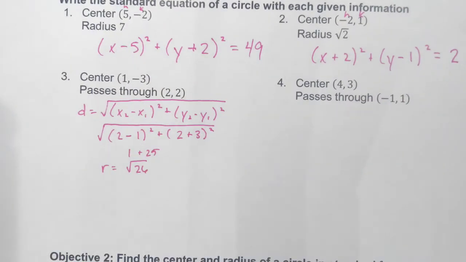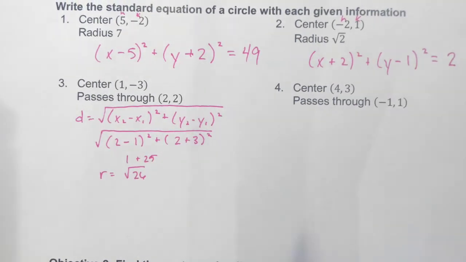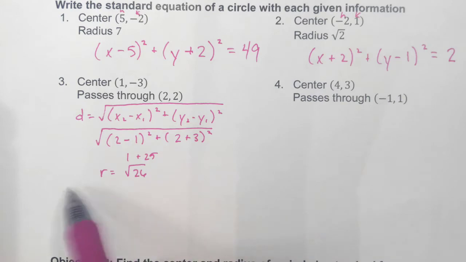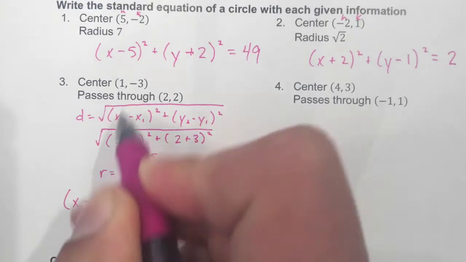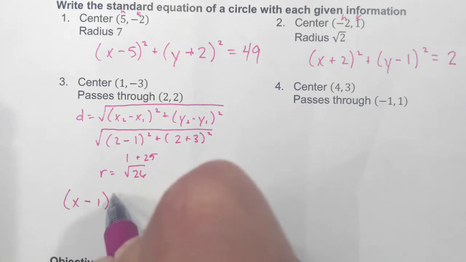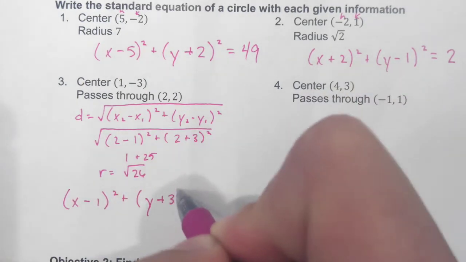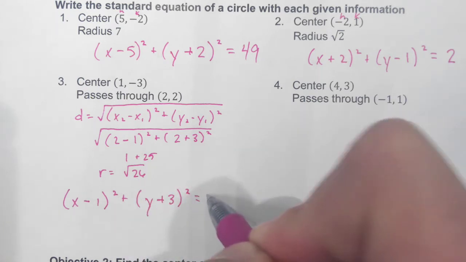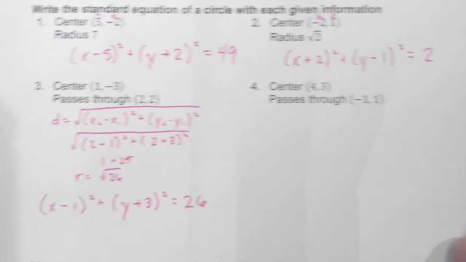I don't need to round it or anything because I'm going to end up squaring it anyway with my equation of a circle formula. So my formula x minus my center point squared plus y minus my center point squared equals my radius squared, 26. So there you go. That's how you do it. Pause the video here. Try 4. See if you can knock that one out.